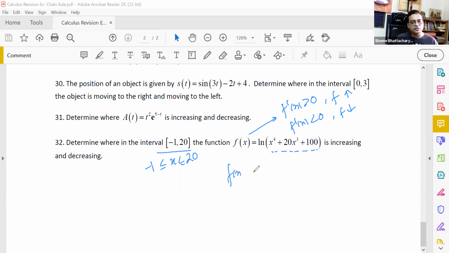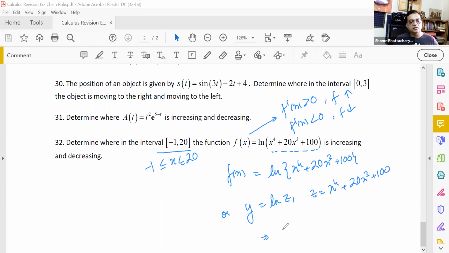So the function itself is natural log of x to the power 4 plus 20x cube plus 100, or I can write it as y equal to ln z, where z is equal to x to the power 4 plus 20x cube plus 100. By chain rule, dy by dx, which is basically f prime x, will become dy by dz into dz by dx. So dy by dz is 1 by z, because the differentiation of ln z is 1 by z.